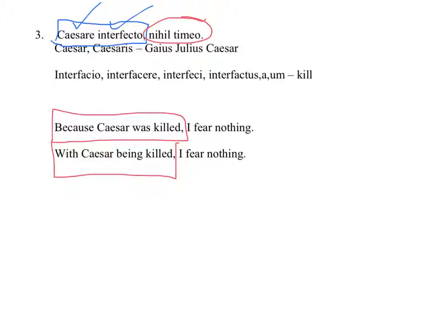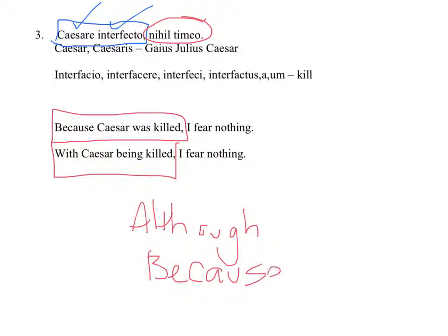That's why the work of a translator is creative to a certain extent. You can't tell me for sure whether Caesare interfecto means although Caesar was killed, or whether it means because. Either one is valid, or you could mean when Caesar was killed, I fear nothing. All of those are potentially valid. One of them is going to sound best and make sense.